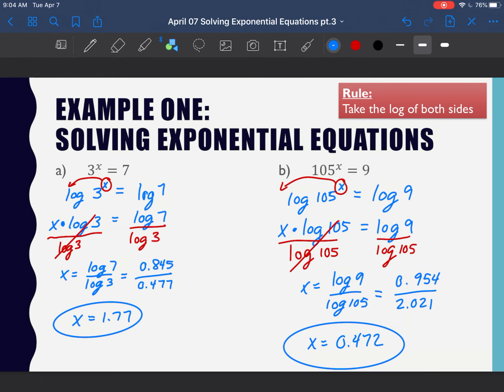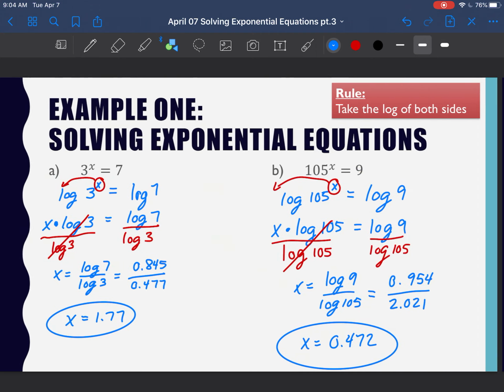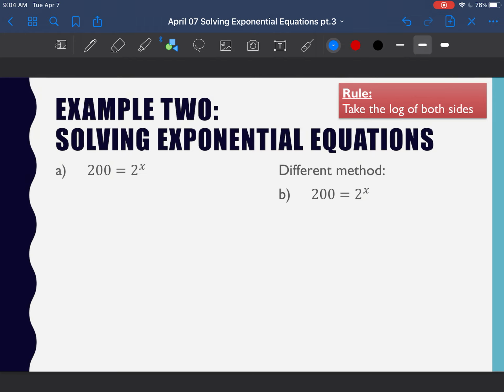Now, if that made sense to you, that's the only example for today. You can just skip to the homework. If that didn't make sense, let me do one more example for you. So this last example is going to be 200 equals 2 to the x power. So again, rule is when you can't get them to match, then you take the log of both sides. So log 200 equals log 2 to the x.